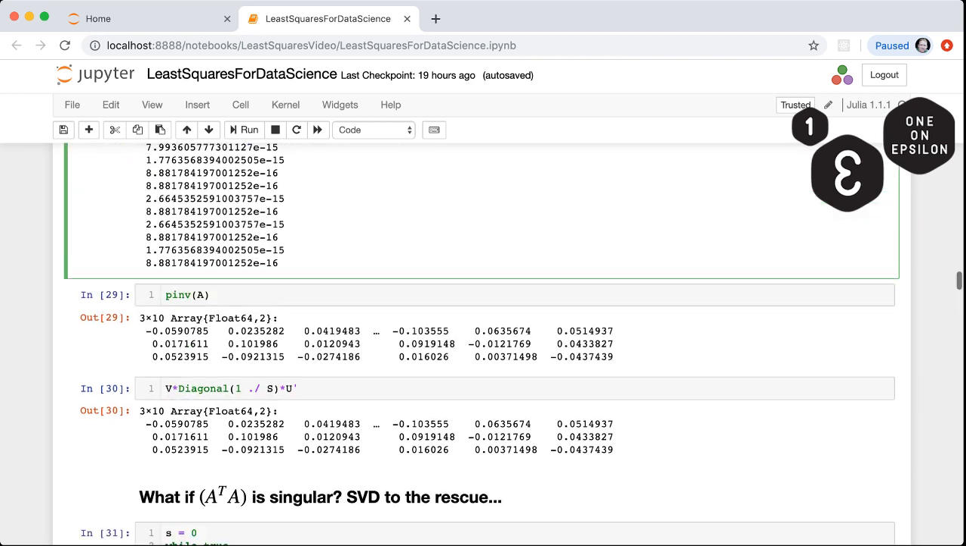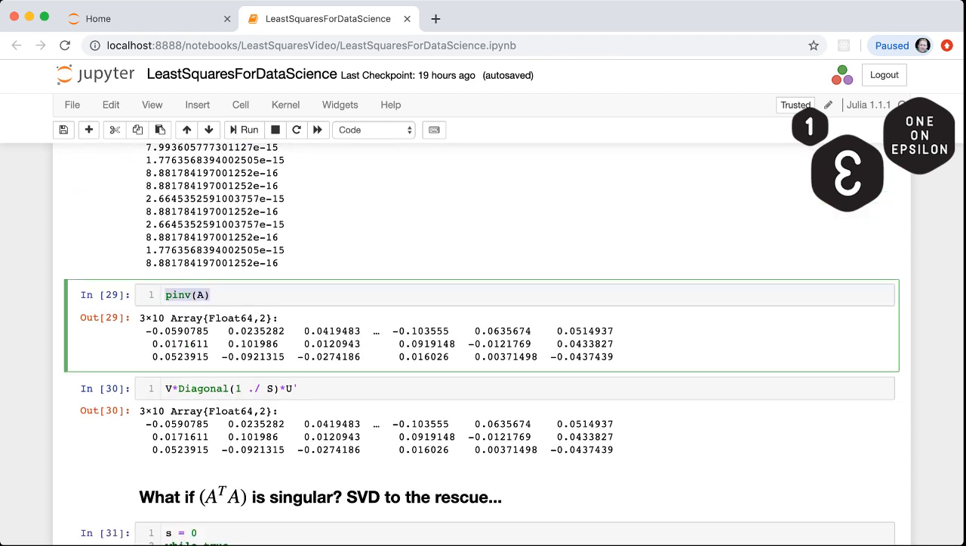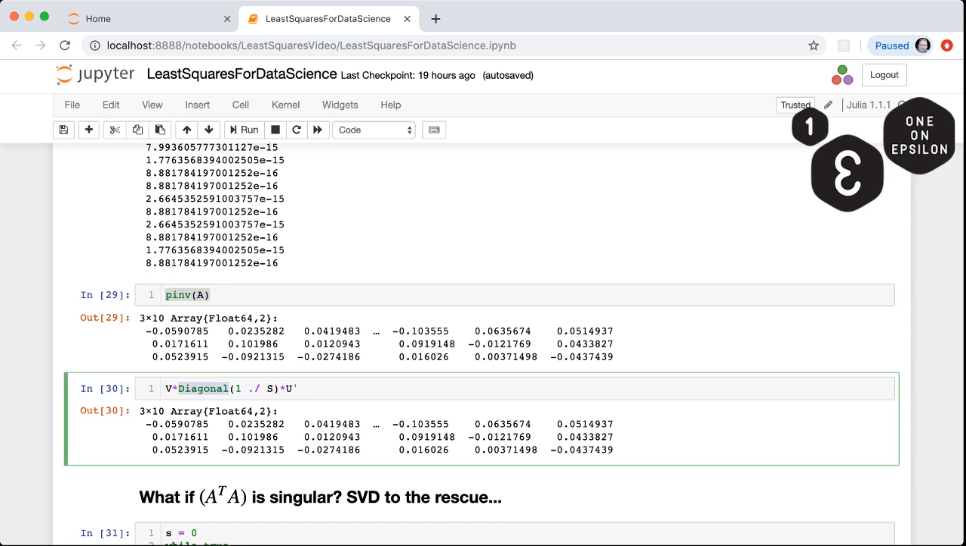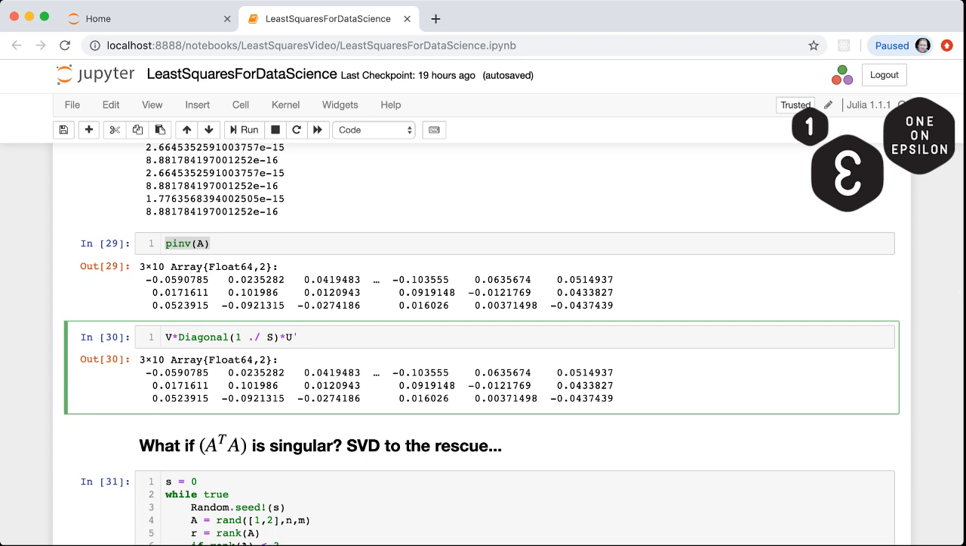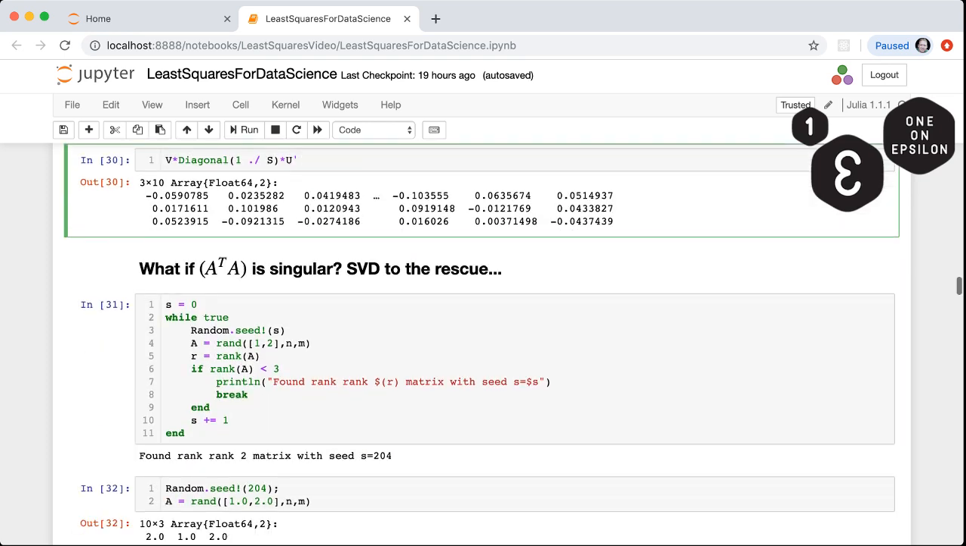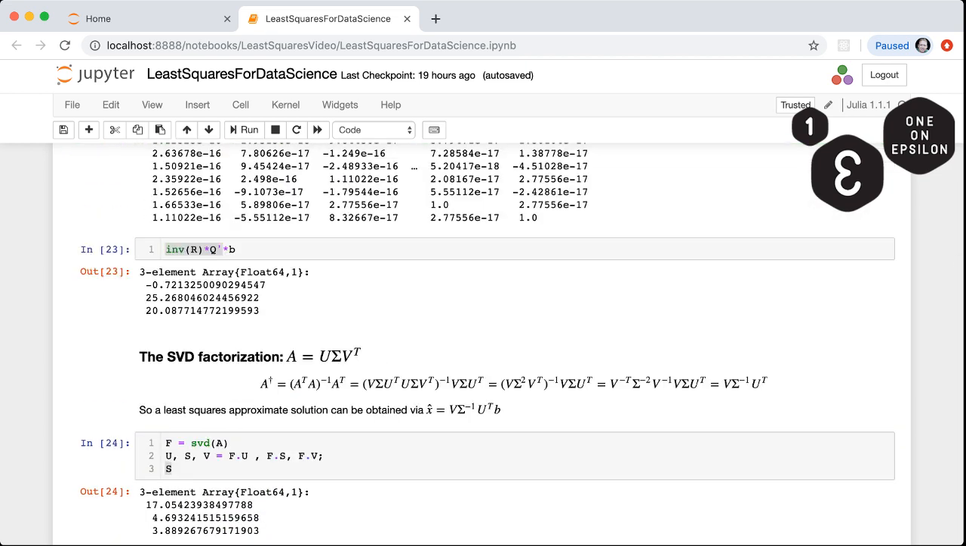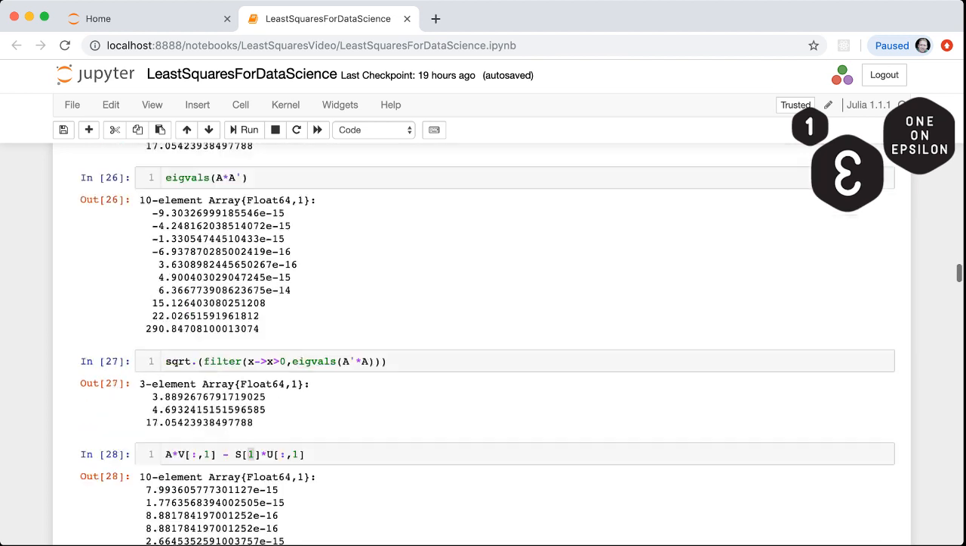Okay, and this was a pseudo-inverse that we got using the inbuilt function pinv, and here we're computing the pseudo-inverse manually using SVD, and you see that it's the same pseudo-inverse. So why do this? Well, there are several reasons. One thing you can do is ask what happens if A transpose A happens to be singular, because in the pseudo-inverse we had A transpose A inverse. Well, that inverse doesn't always exist.